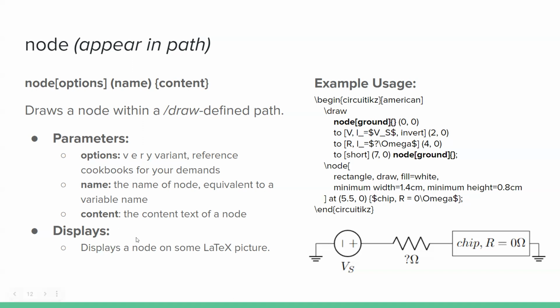So let's look at the basic examples of nodes in a path. One notable example of doing that is the ground node in a circuit. For example, we can say node, and then the option here I'm going to put ground, which gives me a ground node. And as mentioned before, I must put a curly bracket here. Maybe the node can be unnamed, but the node has to at least have an empty content. So by putting the ground node after, I can generate a ground node at around the 0, 0 position.